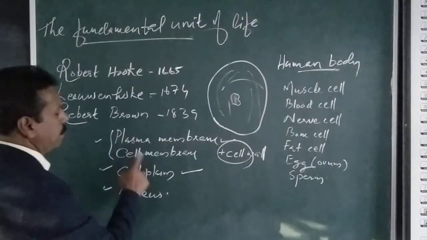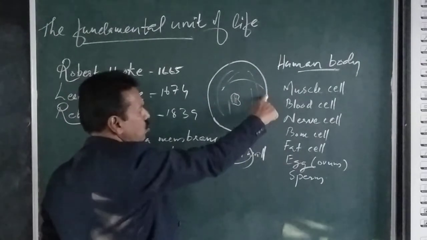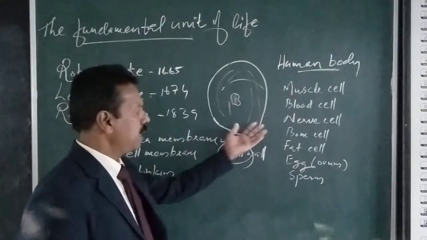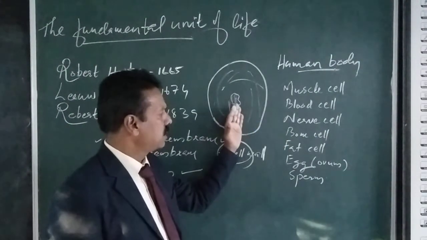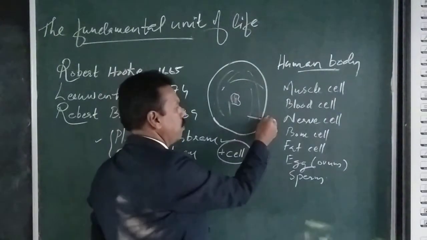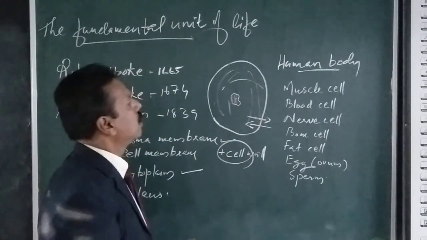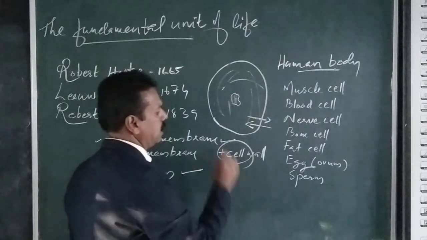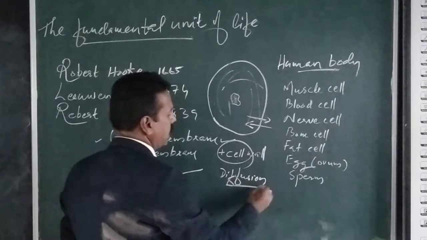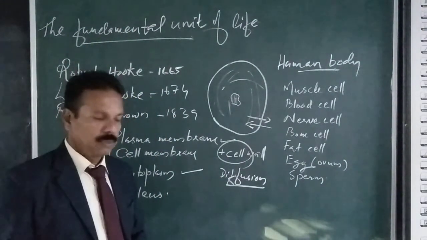The cell membrane or plasma membrane has many minute pores. Through these pores, materials enter and leave the cell. Waste products go outside, and the essential materials get inside. This movement of materials in and out of the cell through the plasma membrane is called diffusion.